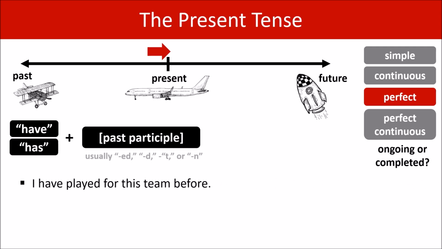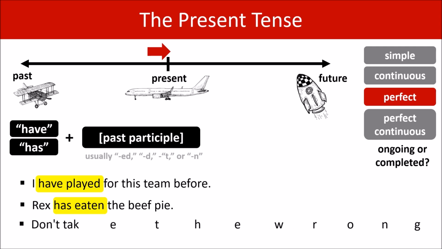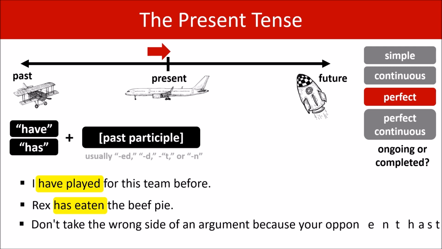I have played for this team before. Have played. Present perfect tense. Rex has eaten the beef pie. Has eaten. Present perfect tense. Don't take the wrong side of an argument because your opponent has taken the right side. Has taken. Present perfect tense.